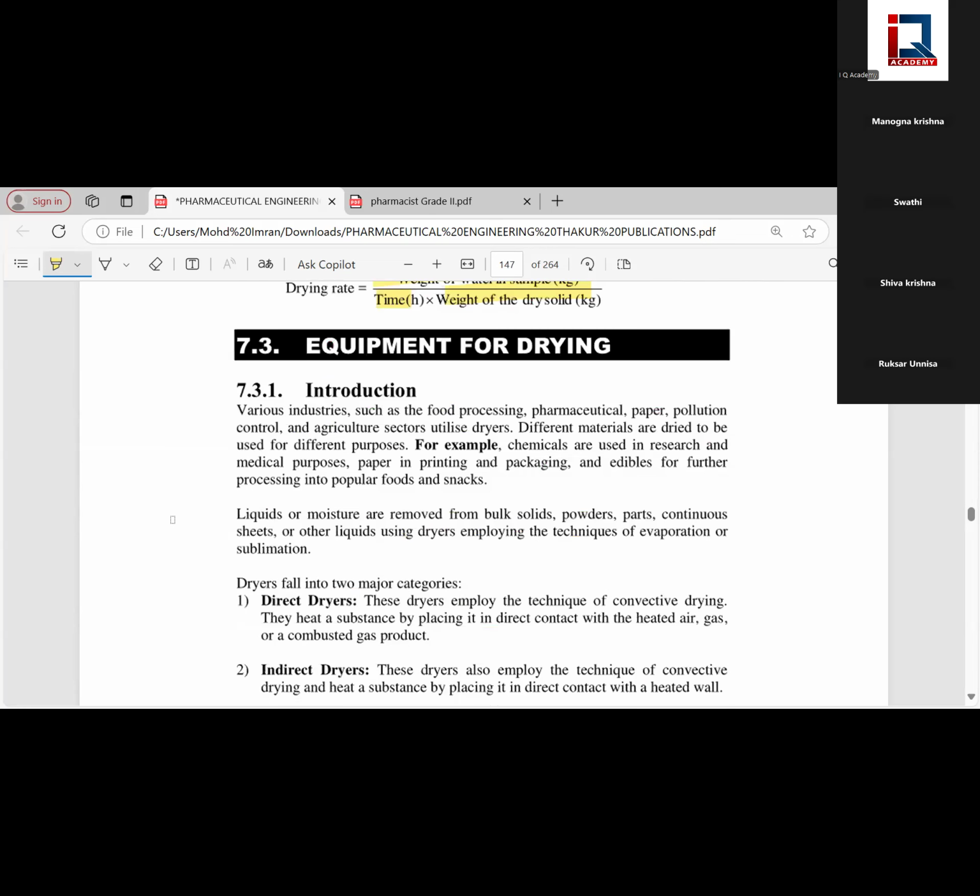Next, the very important concept of today's class is drying equipment. There are some very important pieces of equipment and some normal ones.